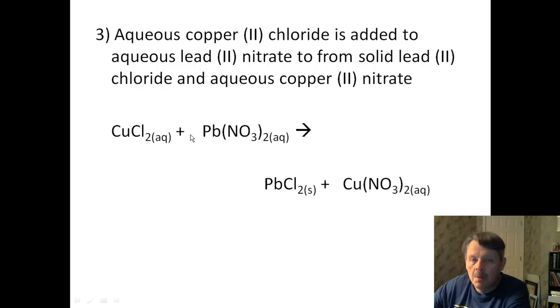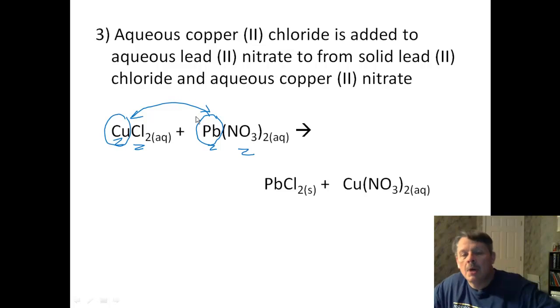All right. How about copper chloride, lead nitrate, lead 2 nitrate? Okay. I have got 1 copper on both sides. I got 2 chlorines on both sides. I got 1 lead on both sides. I've got 2 nitrates on both sides. I am balanced already. Don't need to do anything to balance this. And what type of reaction do we have? Well, the copper and the lead are switching partners. So the copper is going to go with the nitrate, and the lead is going to go back with the chlorine. That is a perfect example of a double replacement reaction.